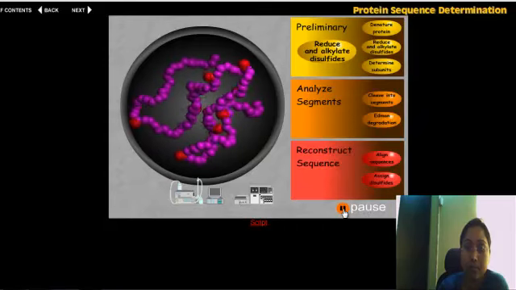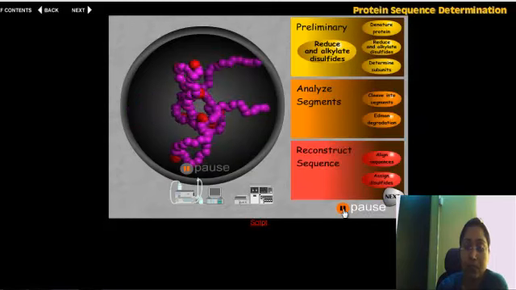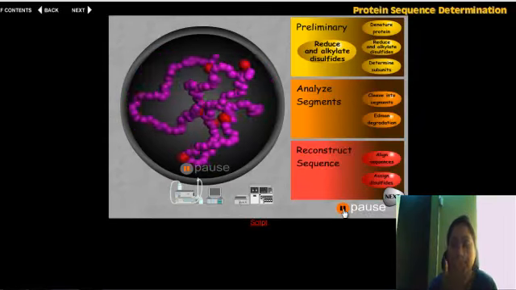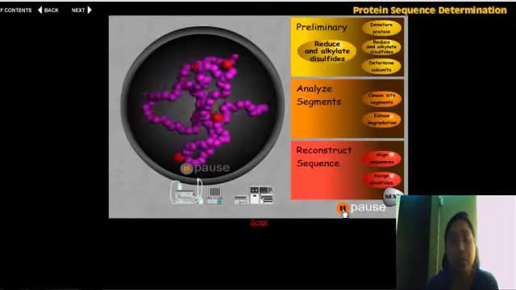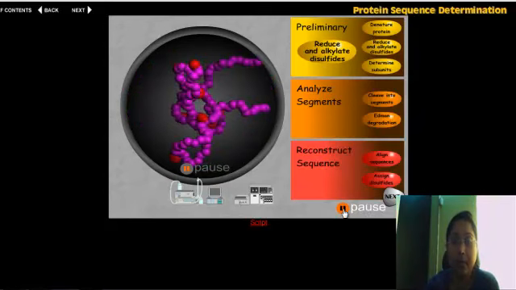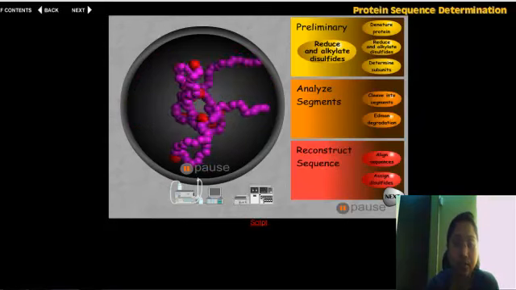Take a moment to examine the fully denatured protein. Convince yourself that it is indeed a linear chain from one end to the other. When you are ready to continue, click on the Next button. Okay, so I think this is very clear to all of you that the first step in protein sequence determination is to denature the protein, then reduce the disulfide bonds, and ultimately alkylate the sequences, right?